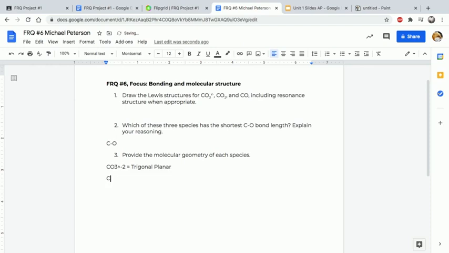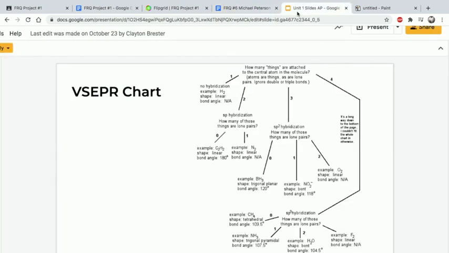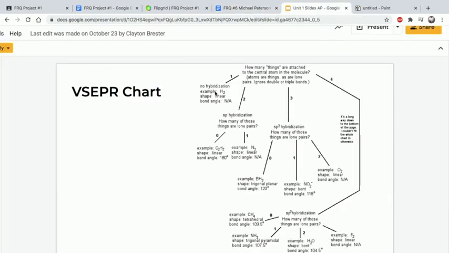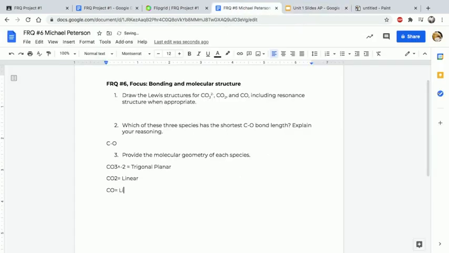So CO2 now, this one has 2 bonds, and there are 0 lone pairs, so it would be linear. And then finally, we have CO. CO only has one bond, which just leaves us with a linear shape. So that one would be linear. And there you go.